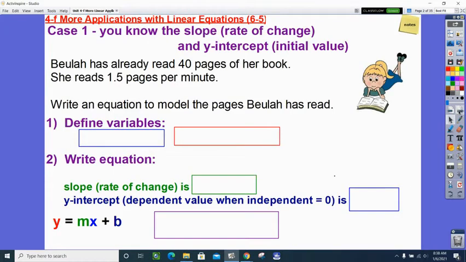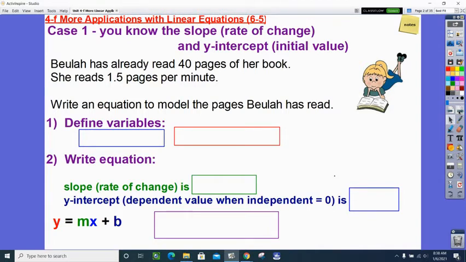So we're going to start off with a case 1 example. This is going to be an example where you know the slope, rate of change, and you know the y-intercept, the initial value, and it's really easy to write the y equals mx plus b equation, the slope-intercept equation. We've already done a couple of these in the past. There was the one with the hot air balloon in Jacksonville, Florida. This is just another example.